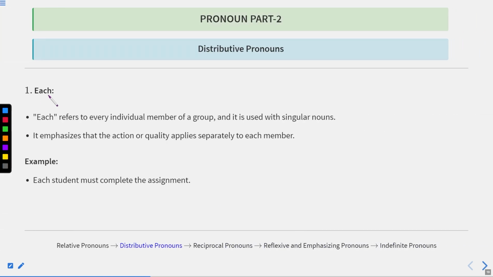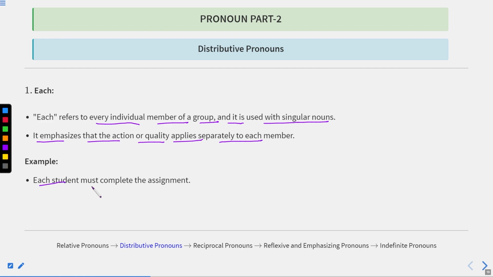Now, each refers to every individual member of a group. When we are talking about every individual in a group, one person, one by one, it means all the persons but individually. We are using each for it, and it is used with singular nouns. It emphasizes that the action or quality applies separately to each member.